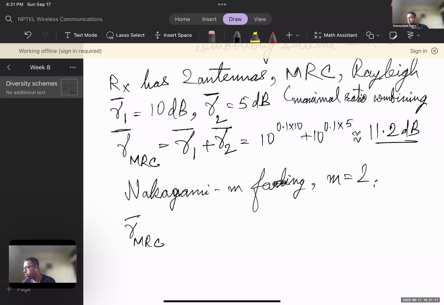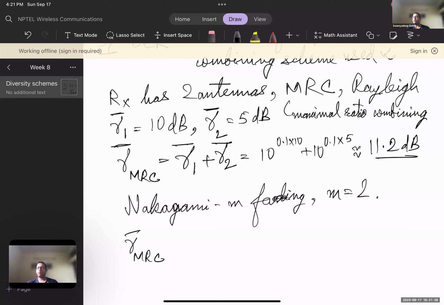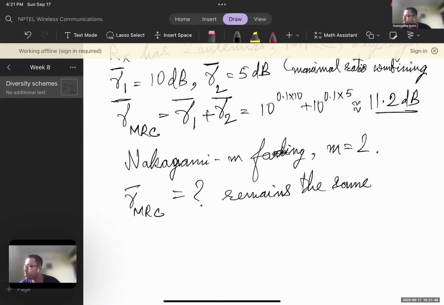So the question is, will anything change? Actually, nothing will change because you're told that everything else remains the same. If the average SNR remains the same, then from the formula you can see that nothing changes. You just need to do the same calculation. So the average SNR remains the same. But what will change is that for the same average received SNR, the BER will change.